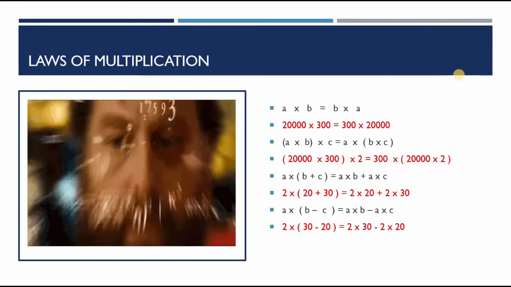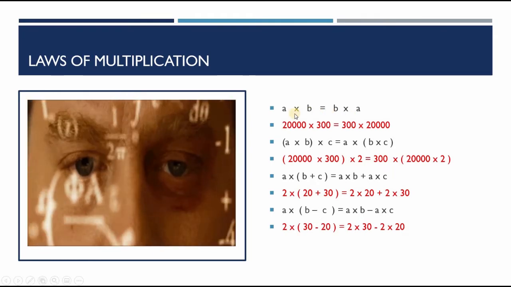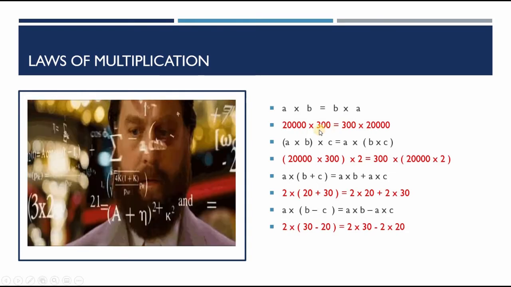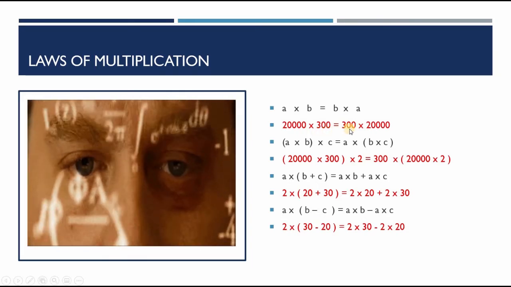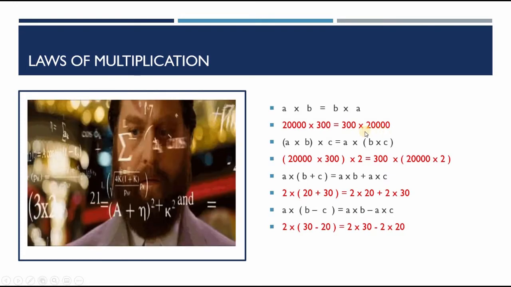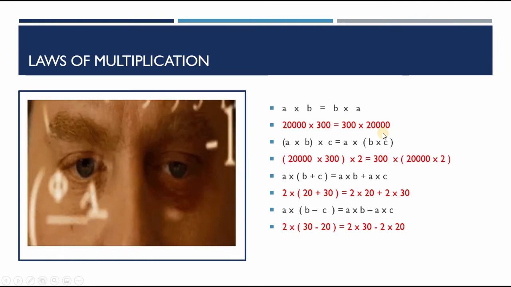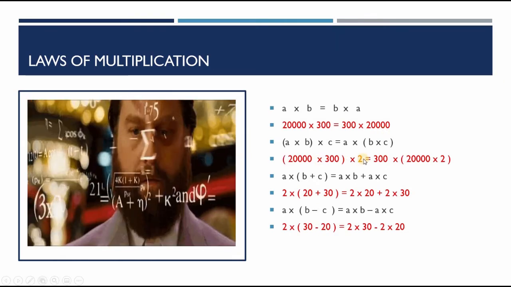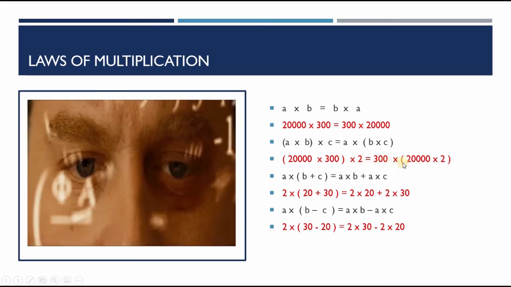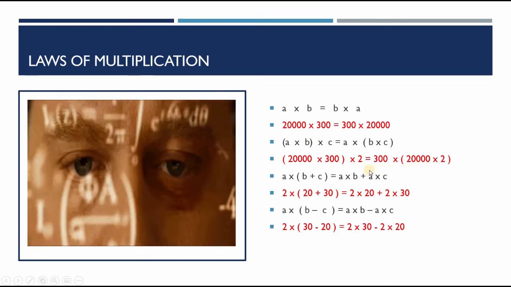A multiply B is equal to B multiply A. For example, 20,000 multiply 300 is equal to 300 multiply 20,000. 20,000 multiply 300 is equal to 6 million. And 300 multiply 20,000 is also equal to 6 million.